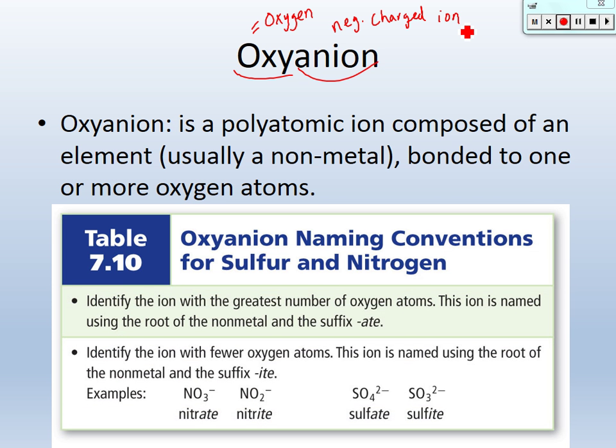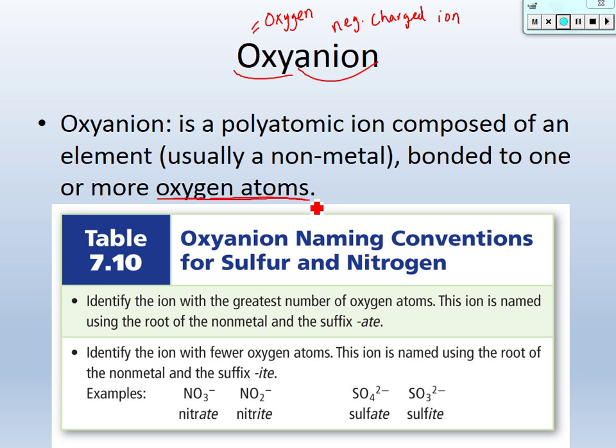Let's talk about this for a second. I think you're supposed to write down what an oxyanion is. Okay, so take a second. It is a polyatomic ion composed of an element, usually a nonmetal, bonded to one or more oxygen atoms.